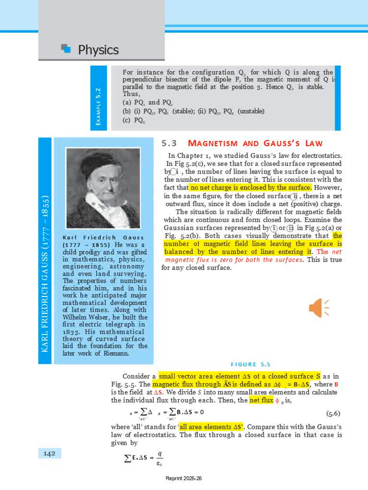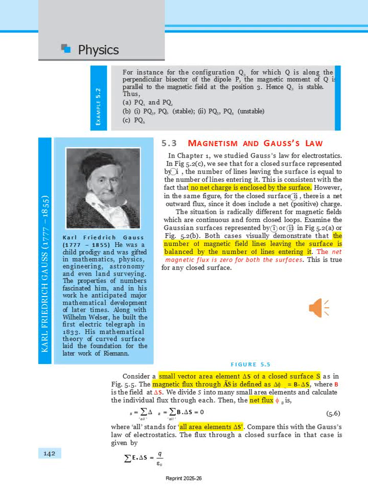Magnetism and Gauss's law. In Chapter 1, we studied Gauss's law for electrostatics. In Figure 5.2c, we see that for a closed surface represented by 1, the number of lines leaving the surface is equal to the number of lines entering it. This is consistent with the fact that no net charge is enclosed by the surface. However, in the same figure, for the closed surface 2, there is a net outward flux, since it does include a net positive charge. The situation is radically different for magnetic fields, which are continuous and form closed loops.